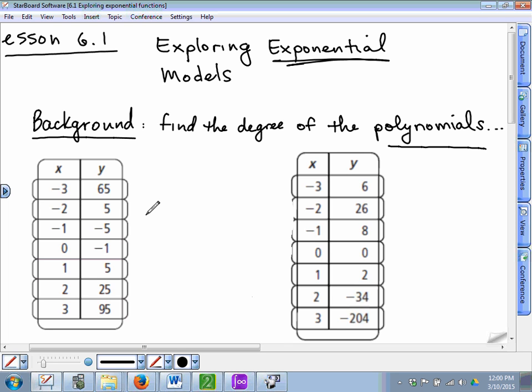So, it's been a while, huh? What's 5 minus 65? Negative 60. All right, you guys got to start being careful now. What's negative 5 minus 5? Negative 10. What's negative 1 minus negative 5? 4. Good. 5 minus negative 1? 6. 25 minus 5? 20. And 95 minus 25? 70.